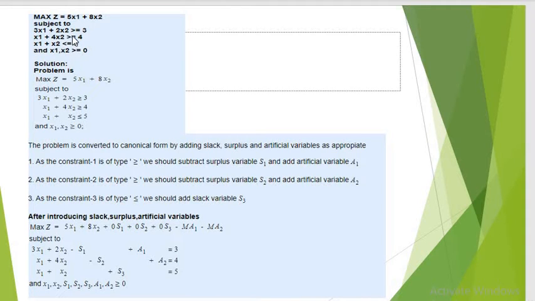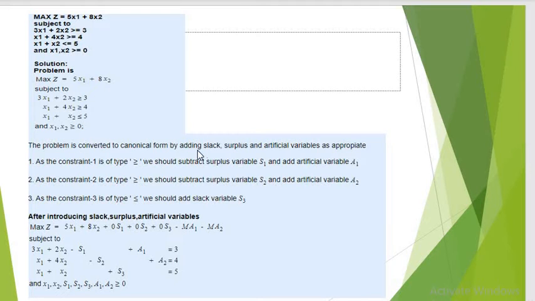Next problem is maximize Z equal to 5x1 plus 8x2 subject to 3x1 plus 2x2 greater than or equal to 3, x1 plus 4x2 greater than or equal to 4, x1 plus x2 less than or equal to 5, and x1, x2 greater than or equal to 0. Here there are two variables, three constraints.